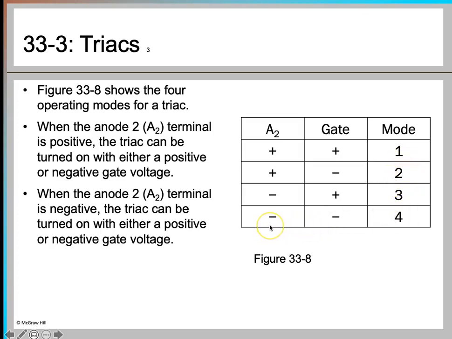And then you have the last mode when your A2 anode is negative and your gate is also negative, and that is your fourth mode. And in this mode, the triac requires less gate current. So we saw that in this case, this is the sensitive case which requires less gate current, and this one also less gate current, but this is more sensitive. And in these two modes, the triac requires higher gate current to trigger.